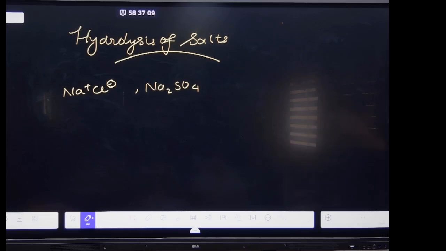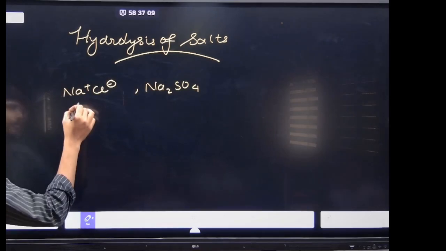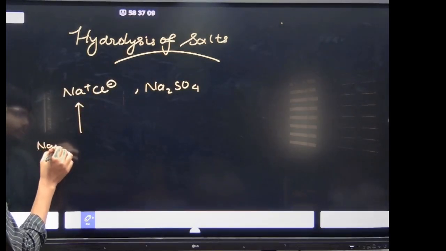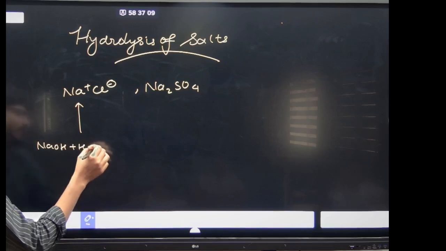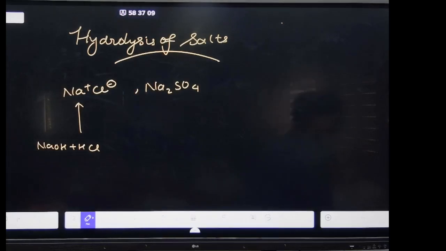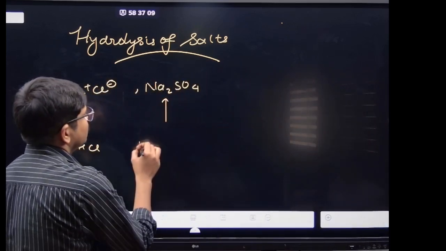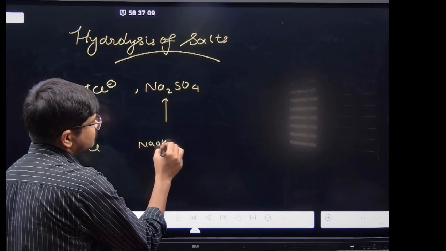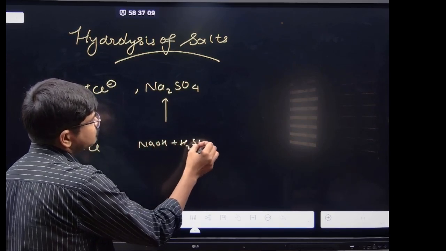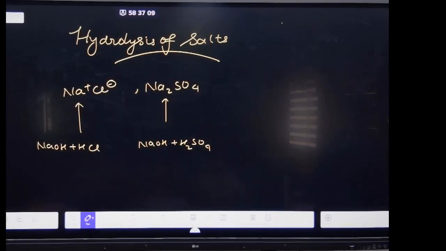You see, NaCl has been formed from NaOH plus HCl, right? After the neutralization reaction it will form salt plus water. Similarly, this Na2SO4 has been formed from NaOH plus H2SO4. Got it?